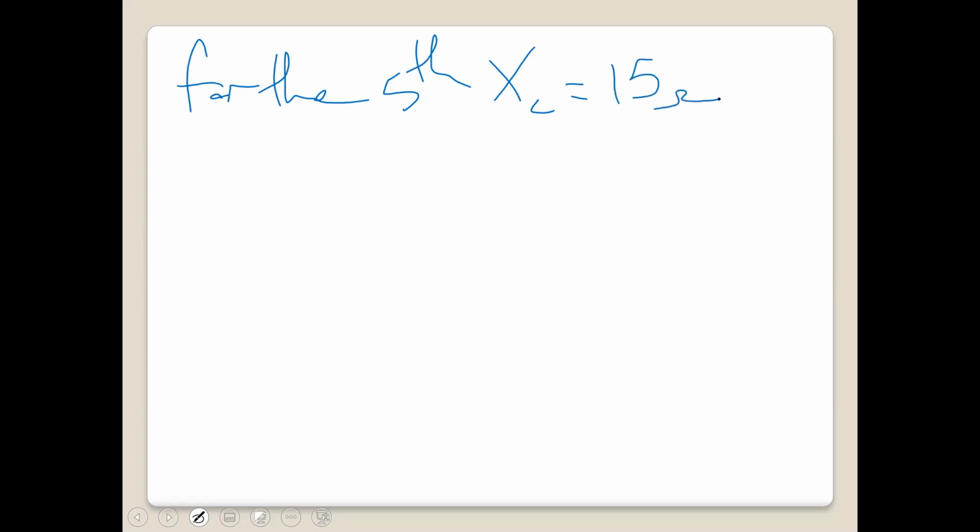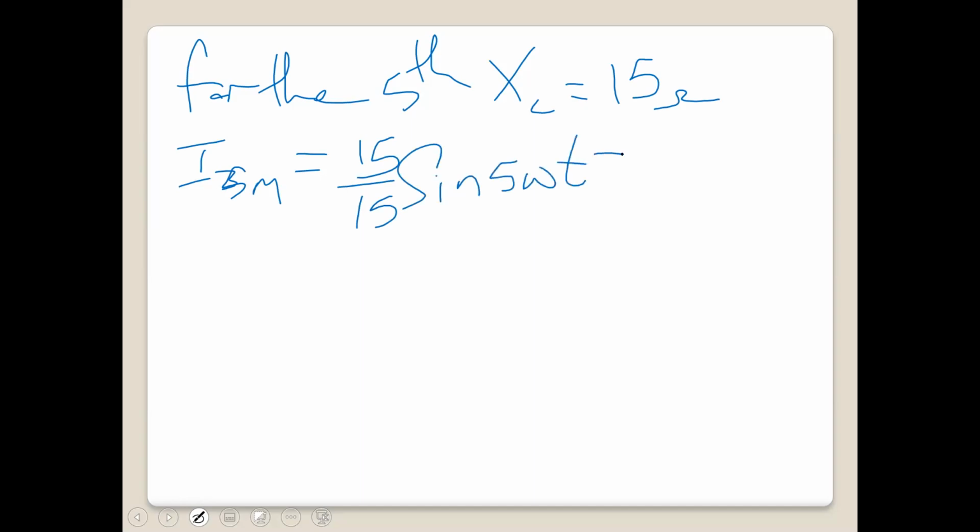So I5M equals 15 over 15, sine 5 omega t minus pi over 2.